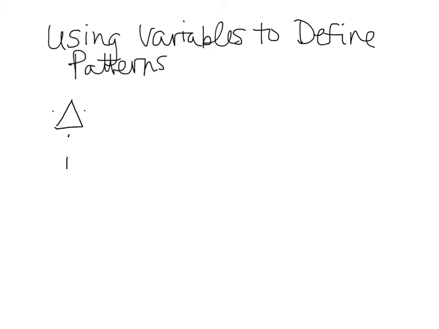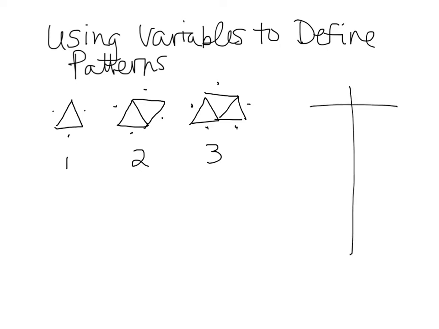Let's say the first diagram in a series looks like this. The second diagram looks like this. The third diagram looks like this. Sorry, I'm not very good. I could think of this as a function machine where the incoming number is the number of triangles and the outcoming number is the number of dots.